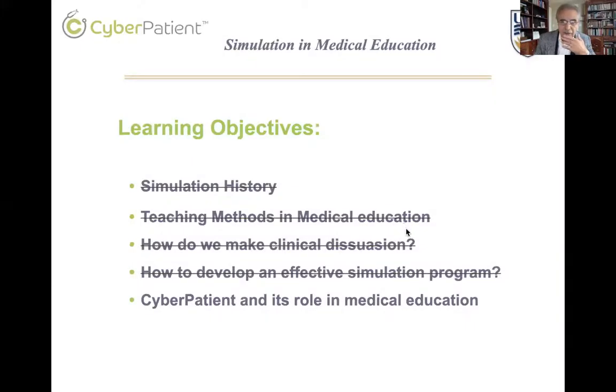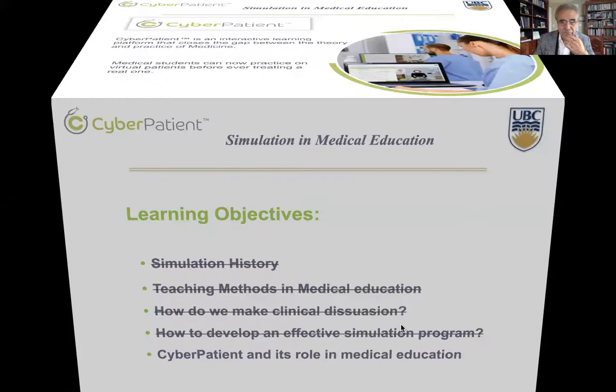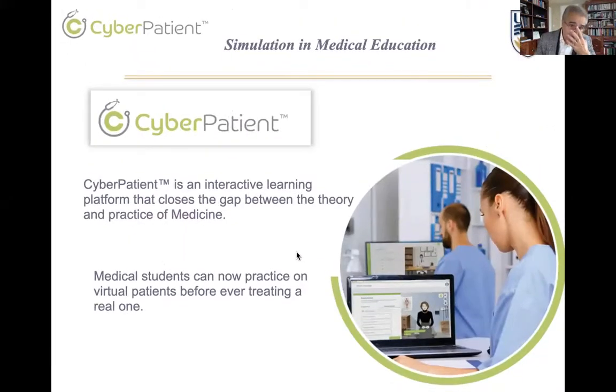So now we have talked about all these things, and the only issue remaining for us is Cyber Patient and its role in medical education. Cyber Patient is an interactive learning platform that closes the gap between the theory and practice of medicine, as we discussed before. Medical students can now practice on virtual patients before even treating a real patient.